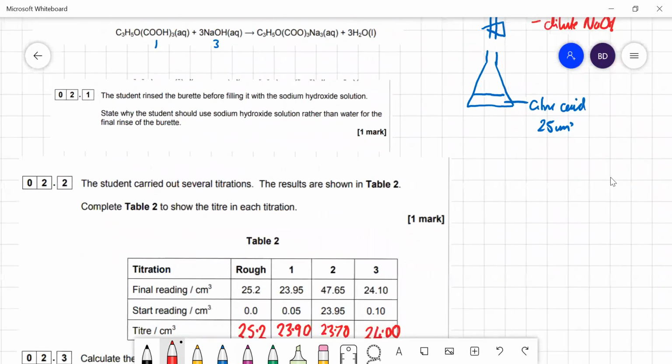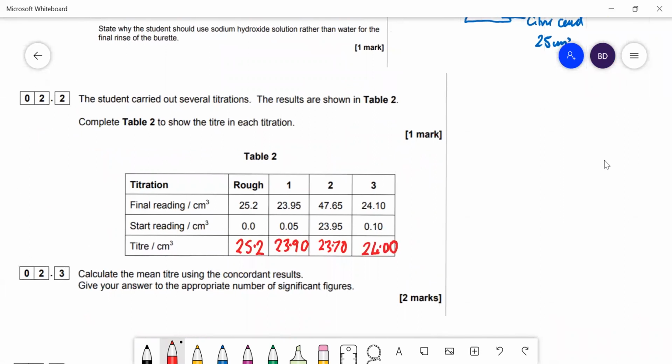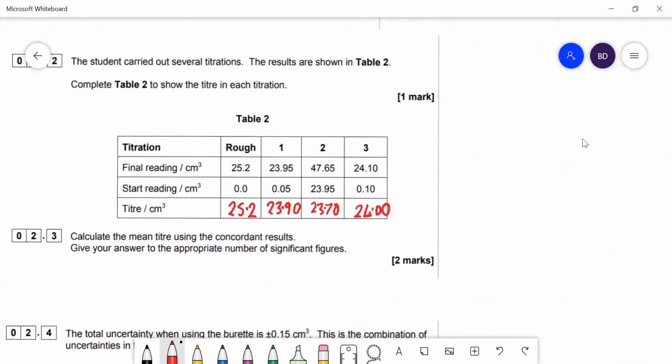The student carried out several titrations, and the results are shown in table 2. Complete the table to show the titer. So I've done that, subtracted the initial reading from the final reading. All right, and question 2.3, a pretty standard question. Calculate the mean titer using the concordant results.